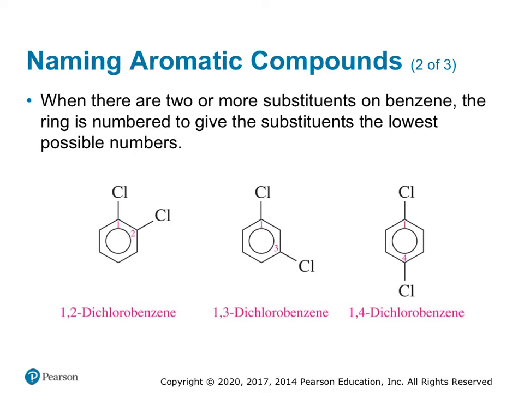When there are 2 or more substituents on the benzene, the ring is numbered, and the substituents get numbers just like we did in the alkanes and so on. So you can see here we have 2 chlorines at position 1 and 2. So that's 1,2-dichlorobenzene. This is 1 and 3. And then here we have it at 1 and 4. So all 3 of these compounds would have different properties, and so they're named differently.